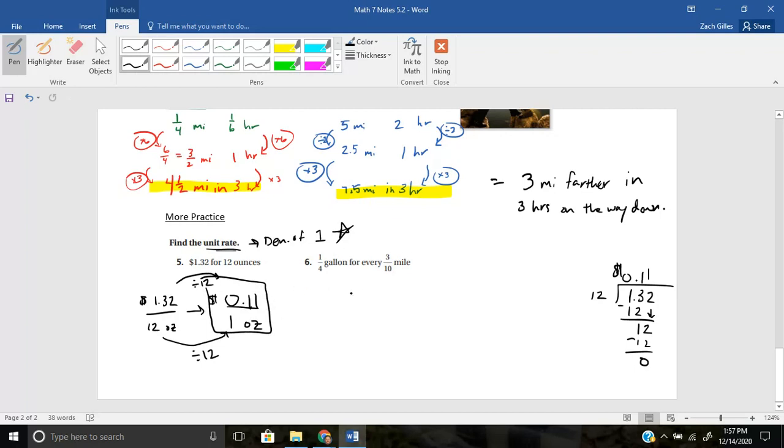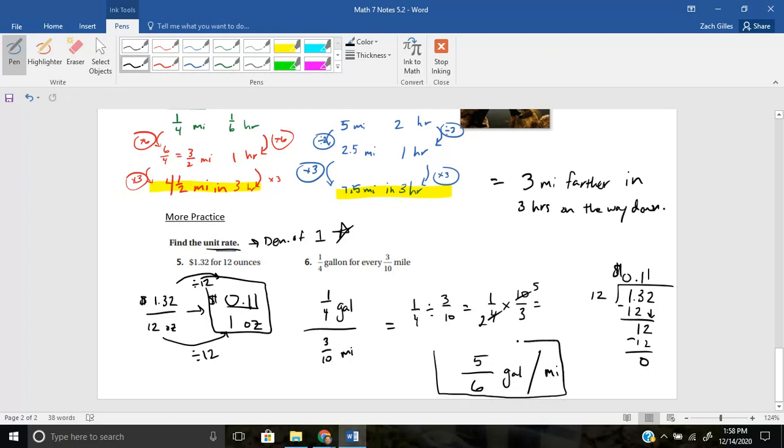And then for number 6, I have 1/4 of a gallon for every 3/10 of a mile. Remember, I did it like in example 1. The other thing you can do to solve these is you can just divide them, right? This means divide. So this is the same thing as 1/4 divided by 3/10, which is the same as keep, flip, flop. Okay, I'm going to simplify first. So divide each of these by 2 would give me 2 and 5. And then I'll multiply across. So 1 times 5 is 5. And 2 times 3 is 6. So I have 5/6 of a gallon per every 1 mile. 5/6 of a gallon per mile.